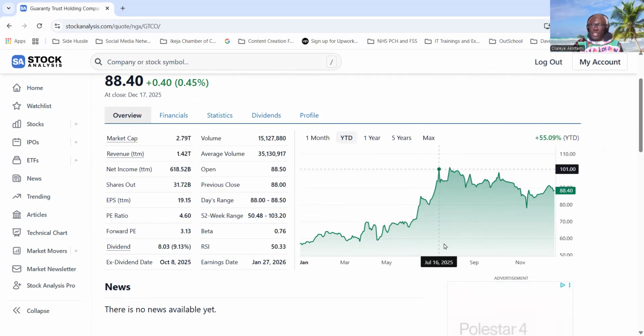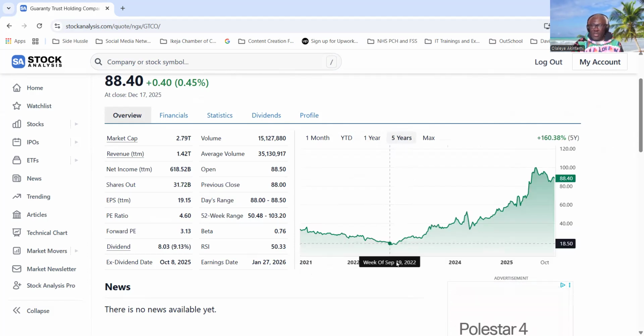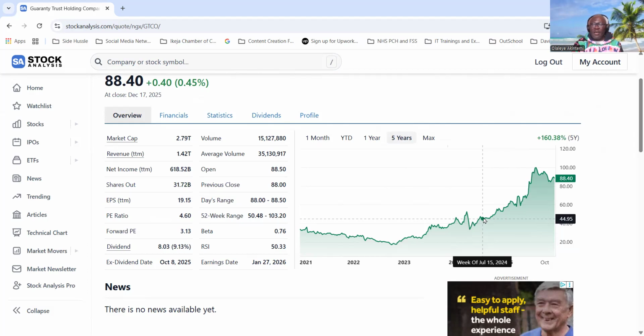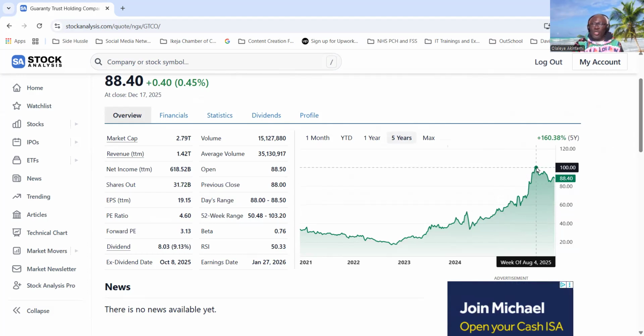When I bought Bitco share, that was July 2024. Let me see, if you look back 5 years, I bought Bitco share when it was here, about 44 naira 50 kobo. This is when I bought Bitco share in July 2024, and that was when it was 44 naira 50 kobo. And then gradually, Bitco share started rising, and then it got to 100 naira.